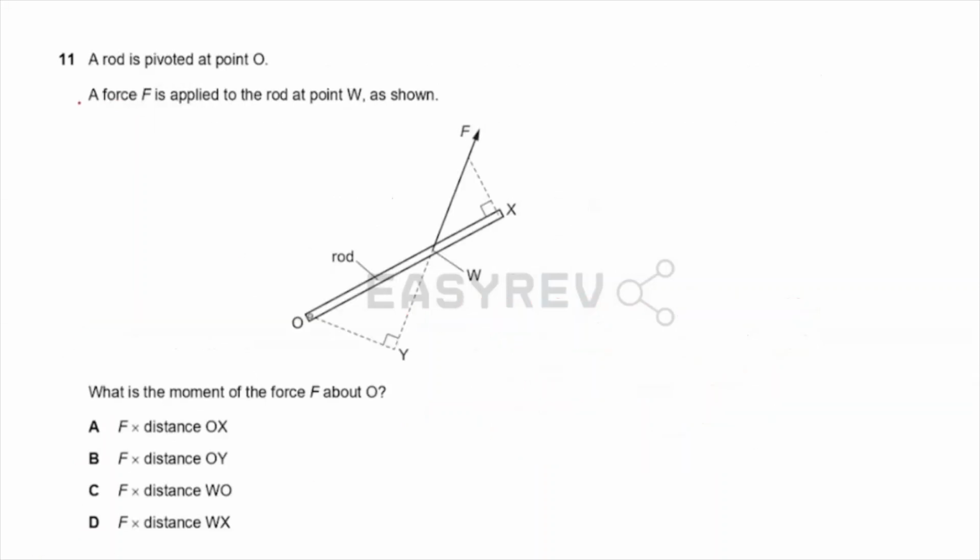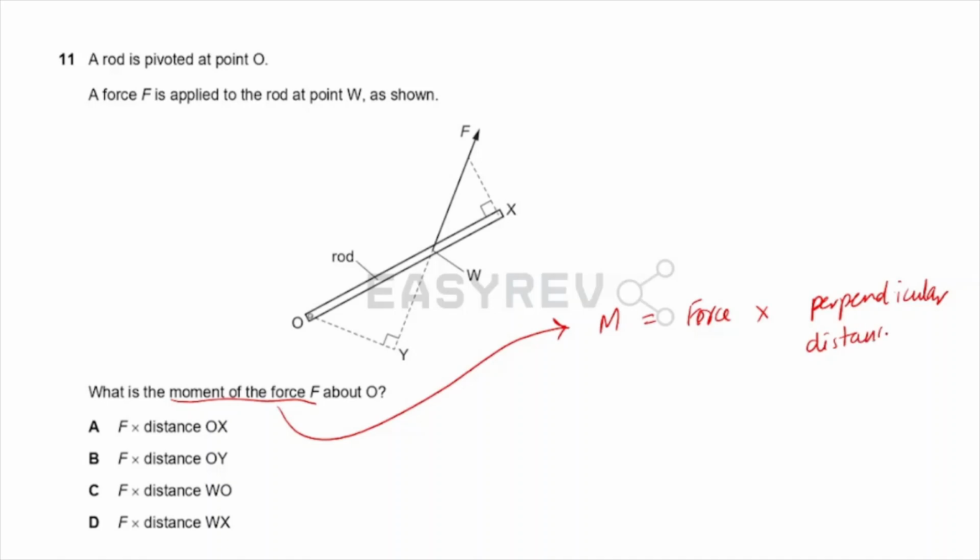Here's question 11. A rod is pivoted at point O. A force F is applied to the rod at point W as shown. What is the moment of the force F about O? Now here we recall the very specific definition of the moment, which was, it's the force itself times the perpendicular distance between the force F and the pivot.